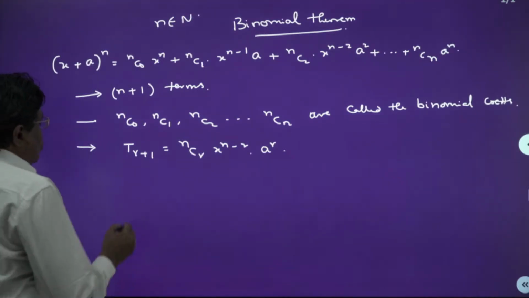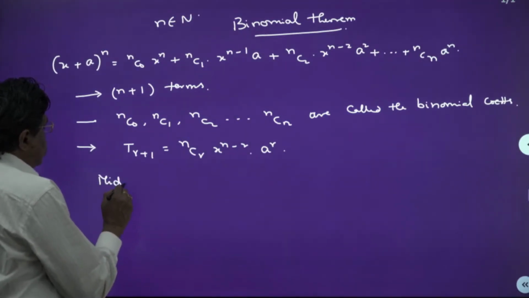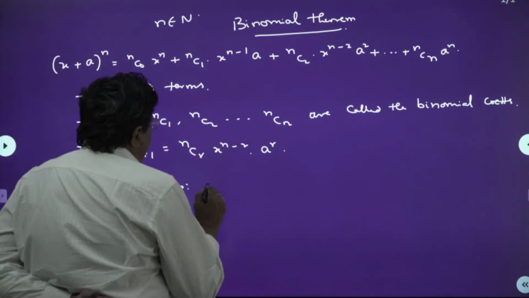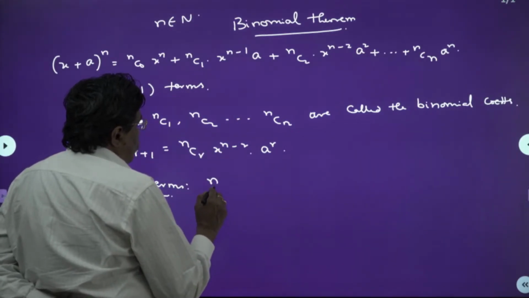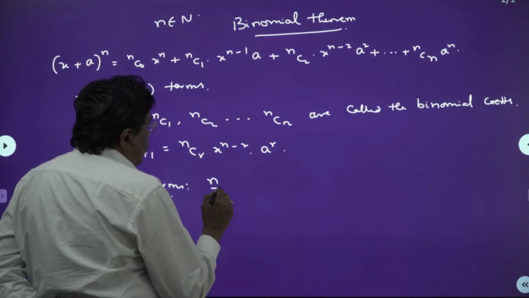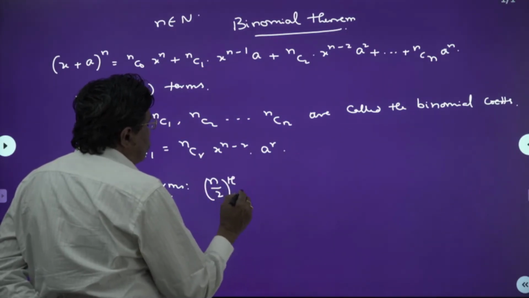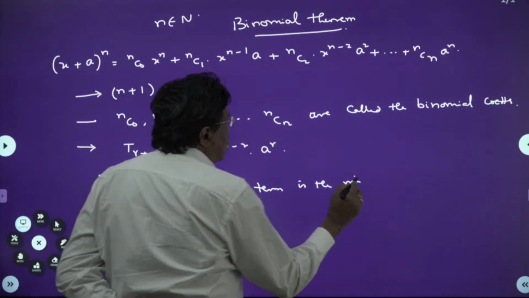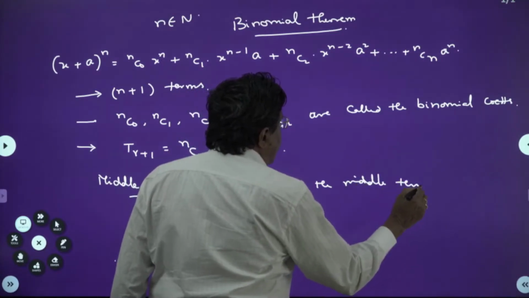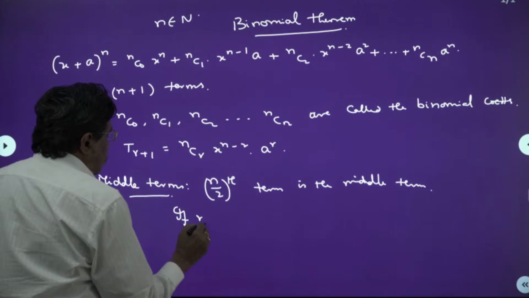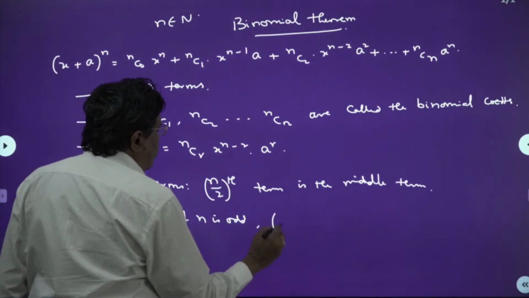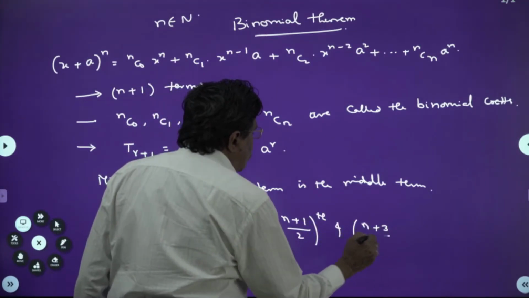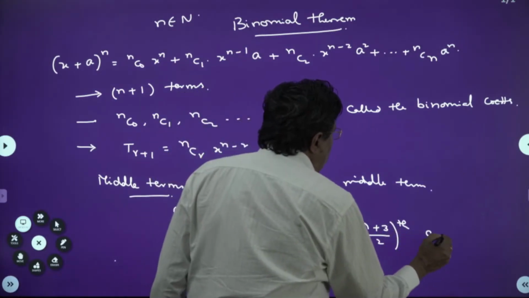And middle terms. If n is even, the (n by 2 plus 1)th term is the middle term. And if n is odd, then the (n plus 1 by 2)th term and the (n plus 3 by 2)th term are the two middle terms.